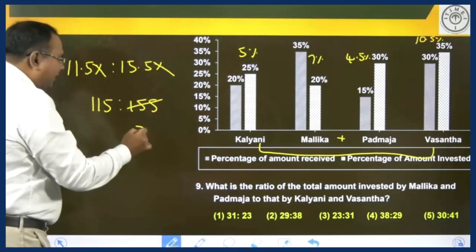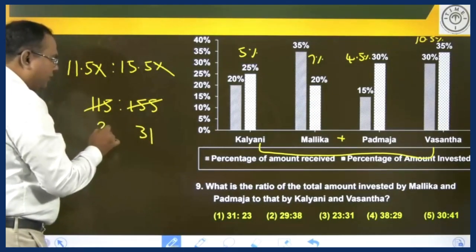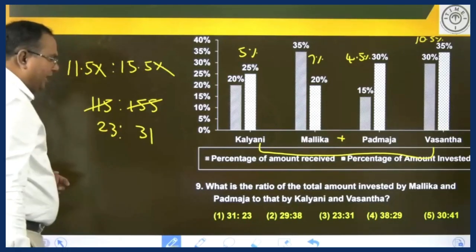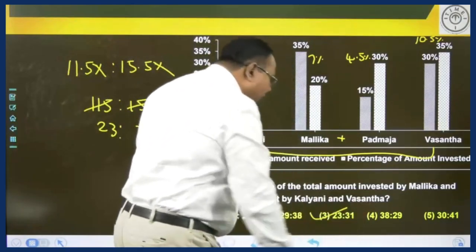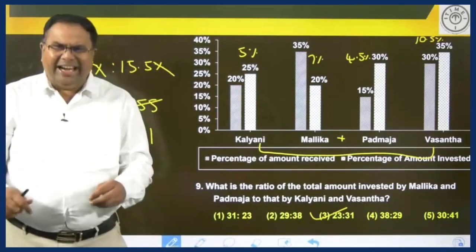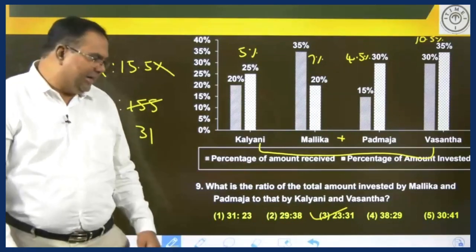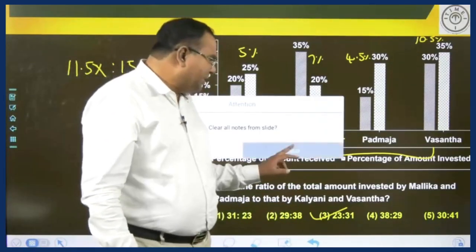So, clearly 5 31s, 5 23s. So, 23 is to 31. 23 is to 31 is present in choice 3. You don't need any values anywhere, ma. With percentages, we can solve this entire set, right?